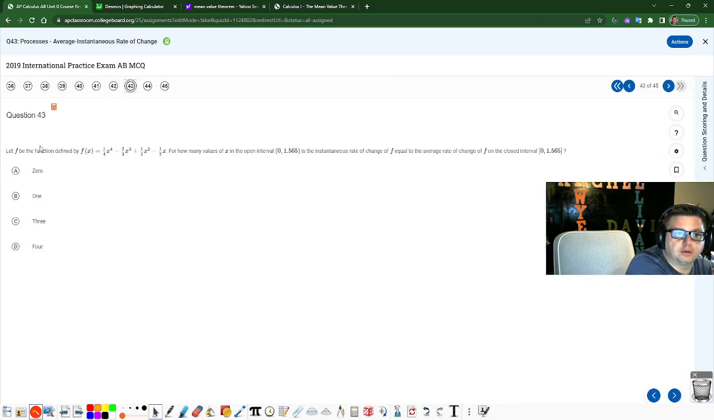All right, 43. Let f be defined as 4, 3, 2, 1. How many values on the interval is the instantaneous rate of change equal to the average rate of change? Ooh, good question. So once again, mean value theorem. We're starting at the beginning, going to the end, from 0 to 1.565. We're going to calculate that slope, and then look for that slope that many times.